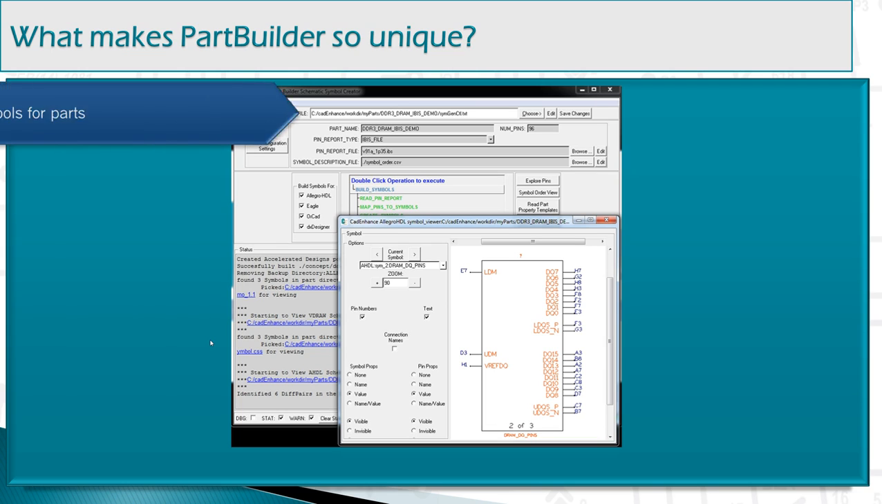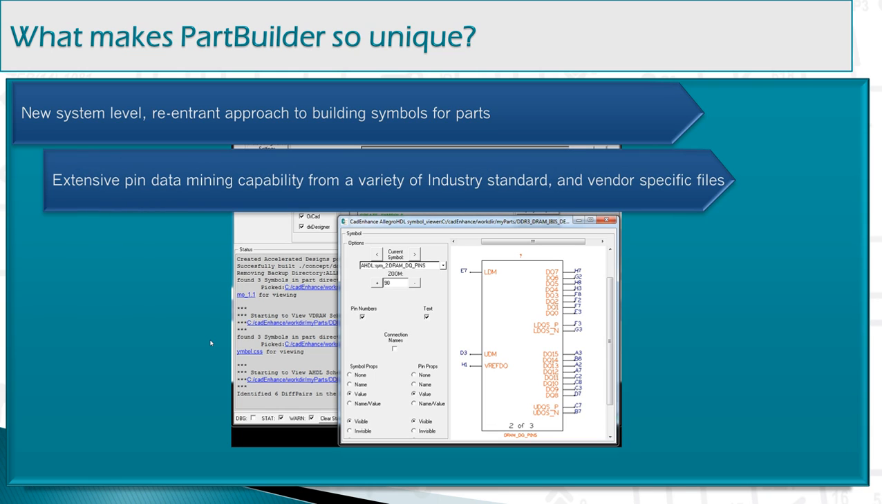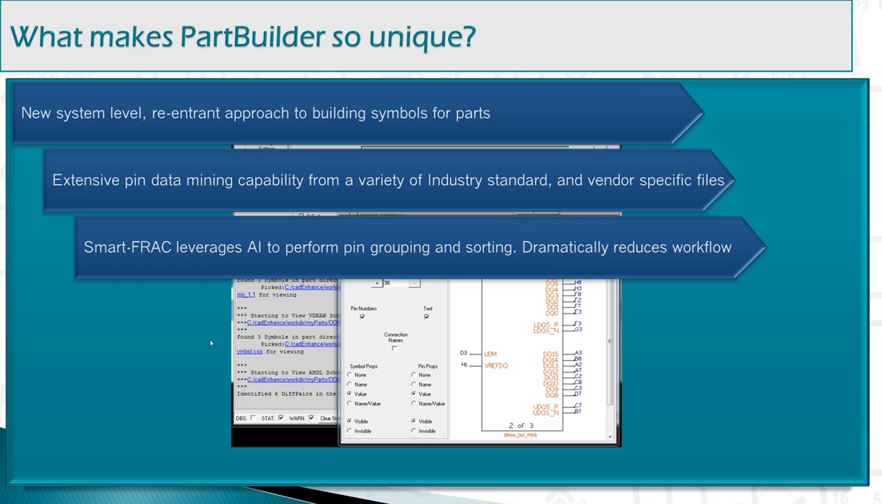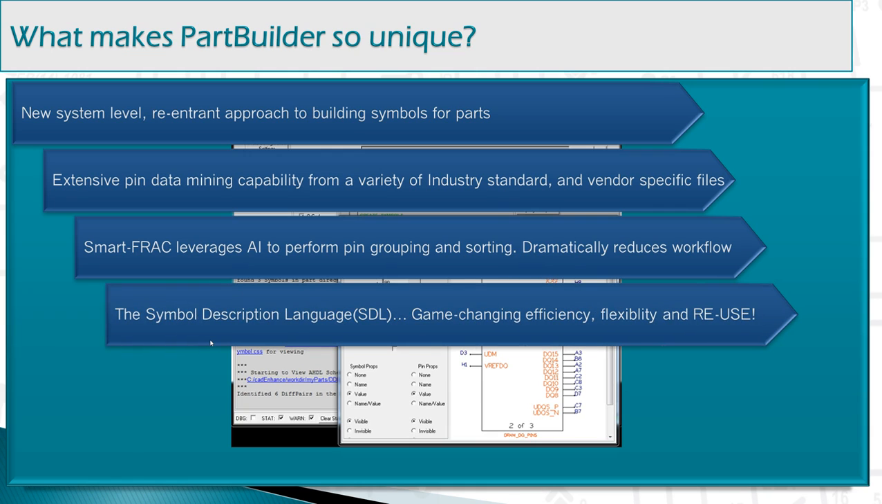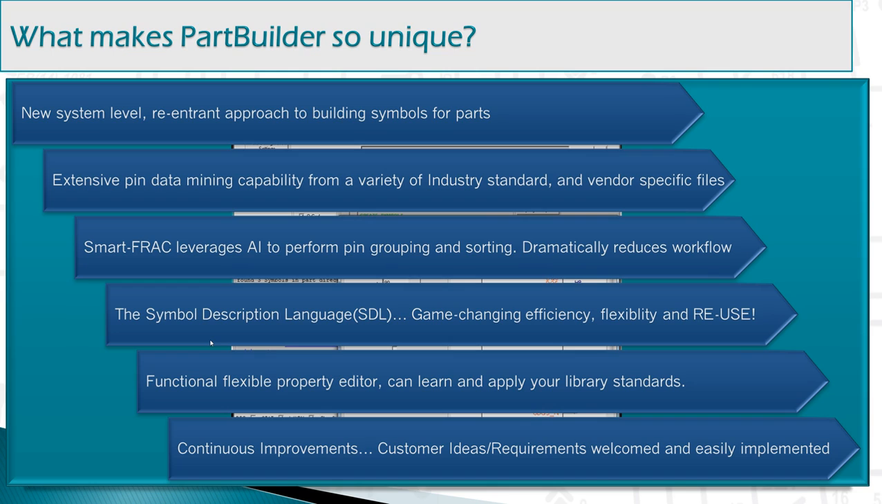What makes PartBuilder so unique? It's a new system-level re-entrant approach to building symbols for parts. It provides extensive pin data mining capability from a variety of industry standard and vendor-specific files. SmartFrac leverages AI to perform pin grouping and sorting, which dramatically reduces the input workflow. The symbol description language offers game-changing efficiency, flexibility, and reuse. The flexible property editor can learn and apply your library standards. And with continuous improvements, customer ideas and requirements are welcomed and easily implemented.